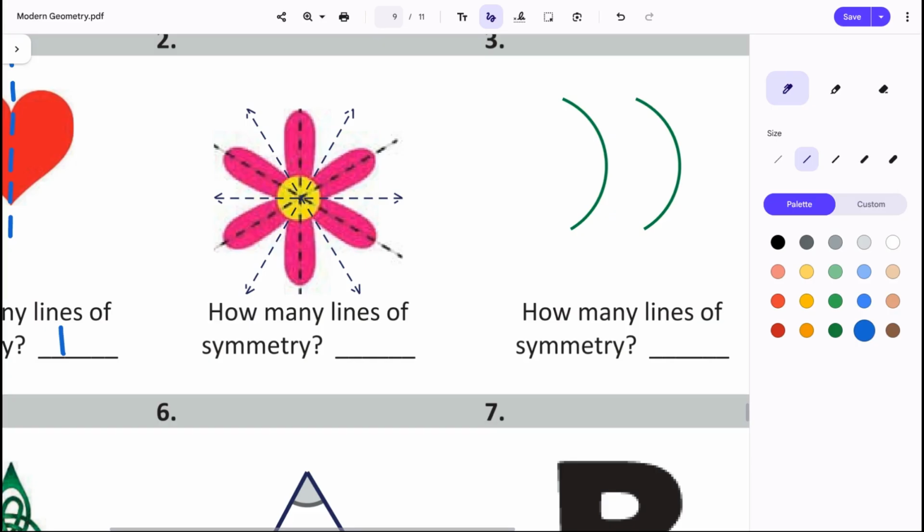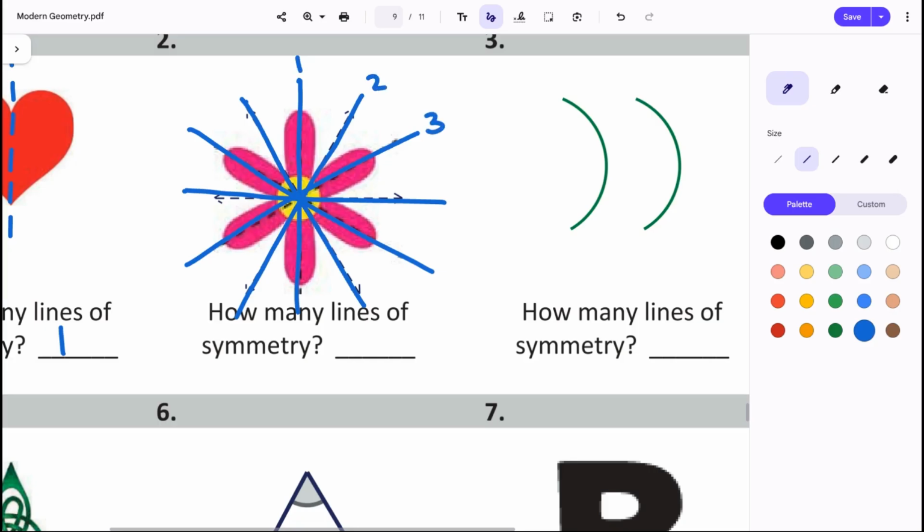6. Where are they? And then there's two in each corner that go on the angle. Like in between the petals. Yeah. Like that kind of cut the corners in three. Okay. 3, 4. And then there's these ones that go through the petals too, right? So there's 5. There's 6. Let's just count these here. 1, 2, 3, 4, 5, 6.